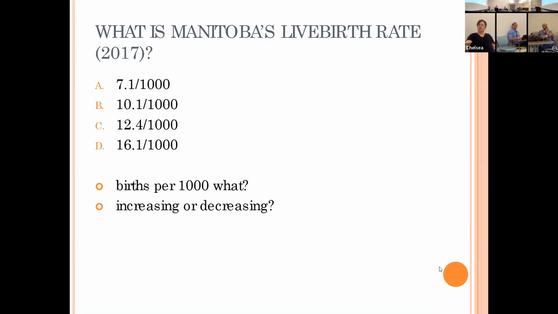And while we're trying to guess, your live birth rate, what's the denominator in live births? Live birth rate is a statistical term, right? Yeah. So what's the denominator? Per thousand what? Childbearing women, I think it was? No, that was for the mortality, the infant mortality.